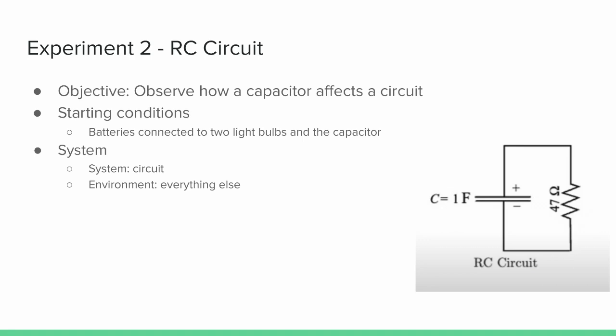The objective of the second experiment is to observe how a capacitor affects a circuit. The starting conditions are the batteries connected to the two light bulbs as well as the capacitor. The system, like the previous experiment, is the closed circuit, while the environment is everything else.